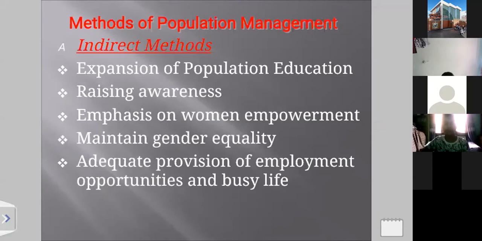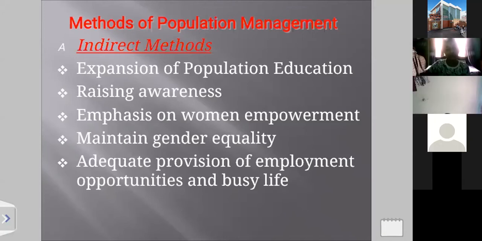Now you can see in the slide, today in this class we are going to discuss, interact, and share our views, thoughts and opinions. Sharing our views helps to develop the confidence of the students as well as interaction. So now, indirect methods of population management. On the slide, first of all I want to read, and after reading the indirect methods we will start our interaction program.